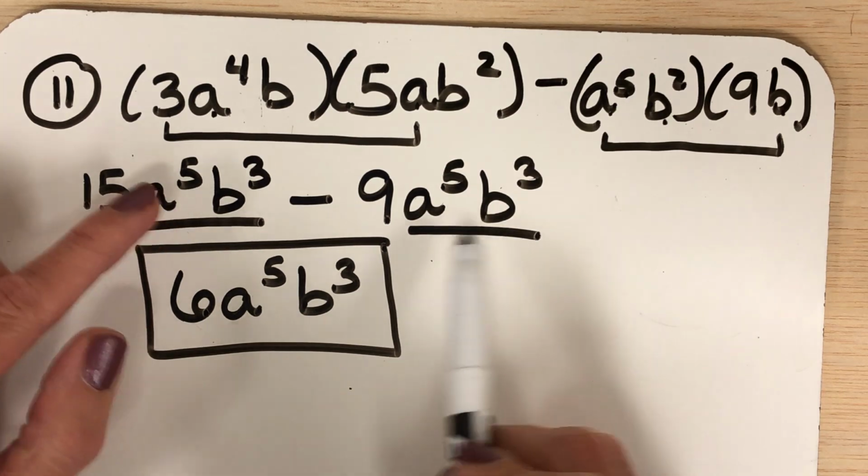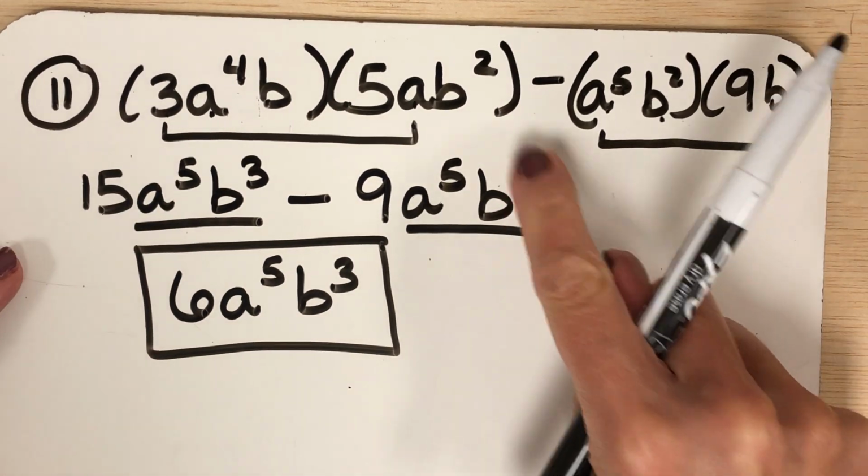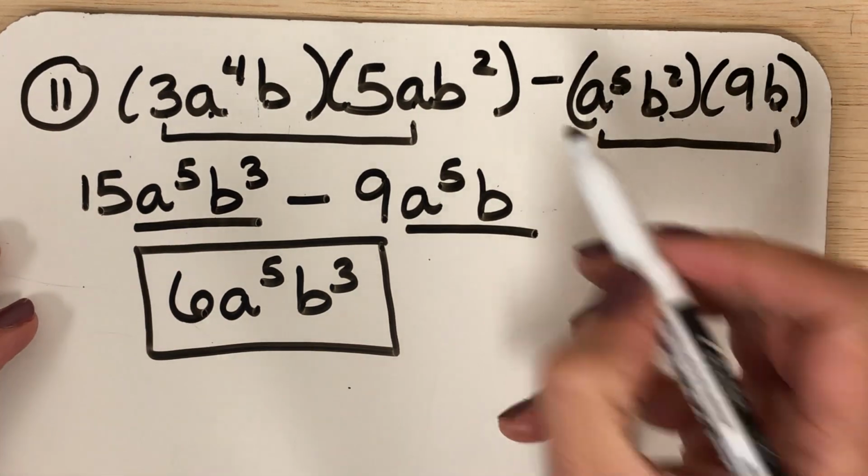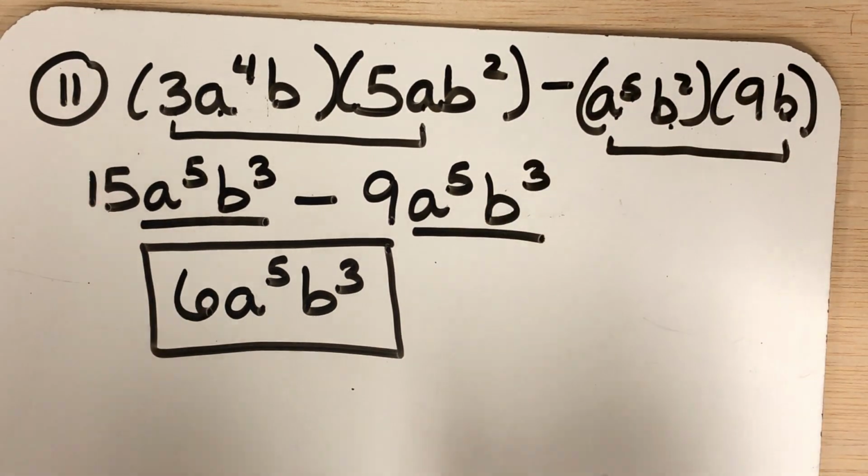If these were not like terms, let's say that this was just b, I couldn't do anything more. I would just have to leave it as that. But since they are like terms, I can go one step further and combine them. And go ahead and finish page 67, get practice at those rules and get faster and more accurate.